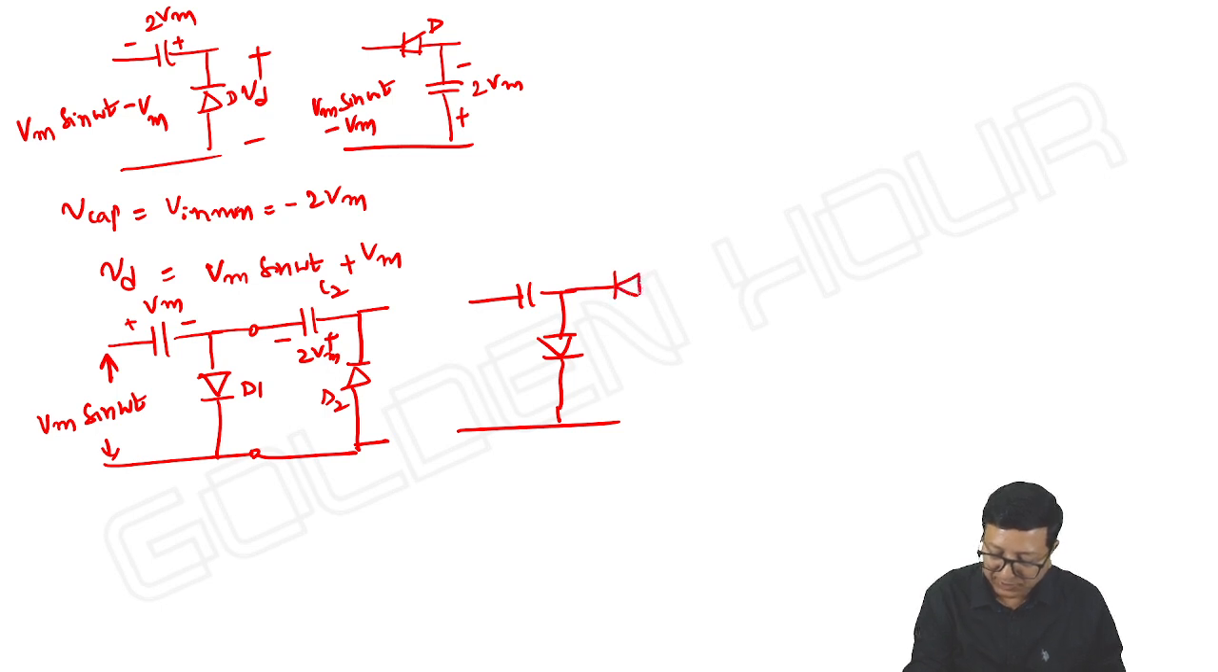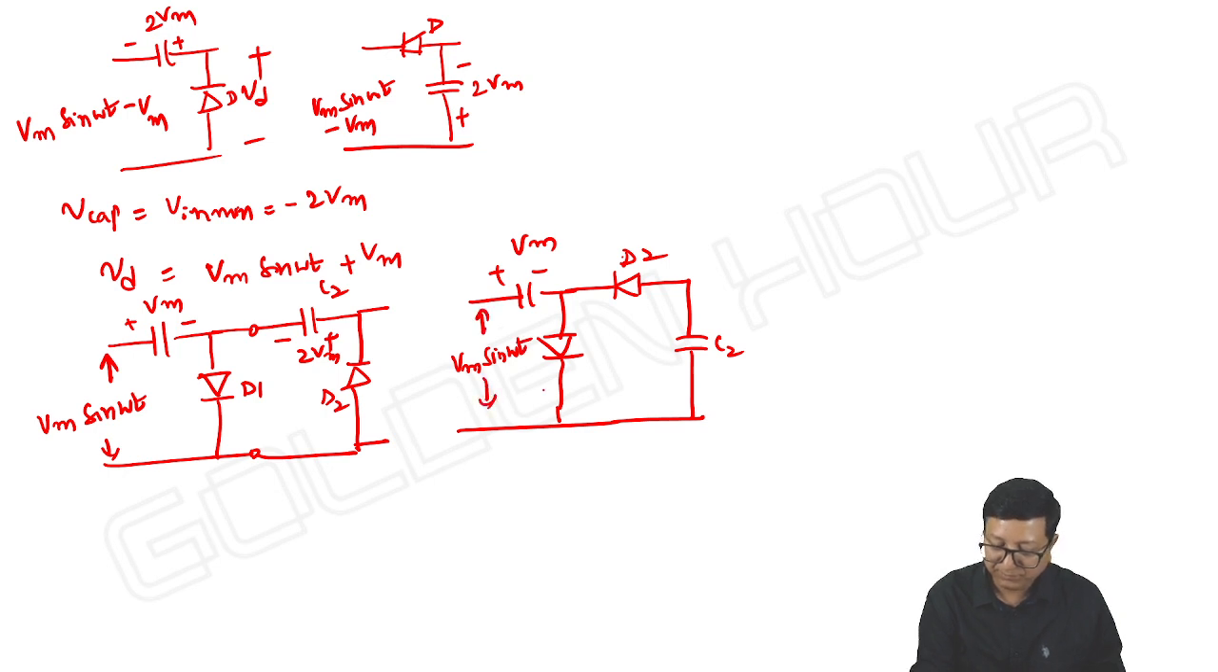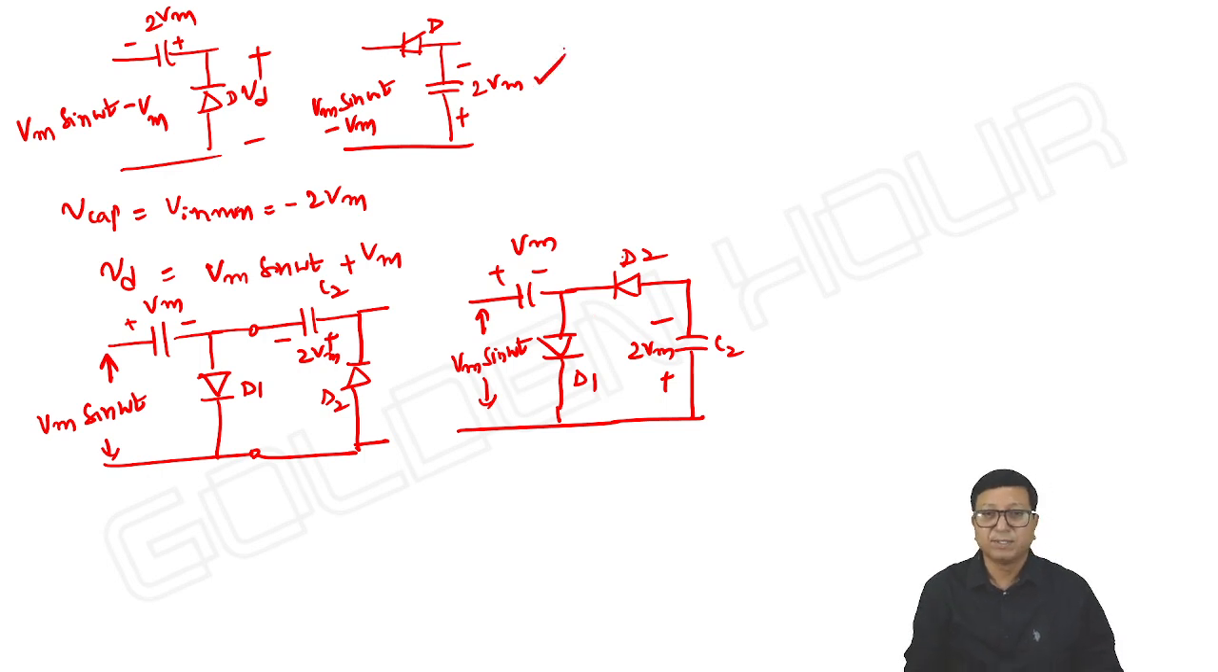Change the positions of diode and capacitor. Here now it is D2, C2. C1 will charge up to Vm. Input is Vm sin omega t. D1. C2 will charge to 2 Vm, but polarities from bottom to top. Then how can I take my final output? I should also take the final output from bottom to top. If I take from top to bottom, it is minus 2 Vm. If I take from bottom to top, it is plus 2 Vm.